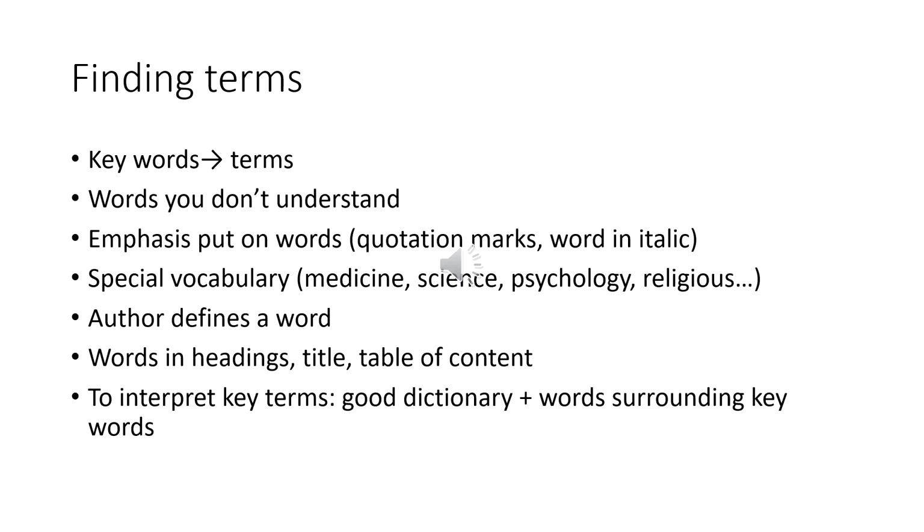Most of the time, keywords are words you don't understand. Keywords can also be in quotation marks or italic. They can be special vocabulary from different fields of science or even religion. A word can be considered important when the author takes the time to define it. Important words are also present in headings, titles, and a table of contents. Interpretation of key terms relies on the use of a good dictionary and paying attention to the other words surrounding the keyword.